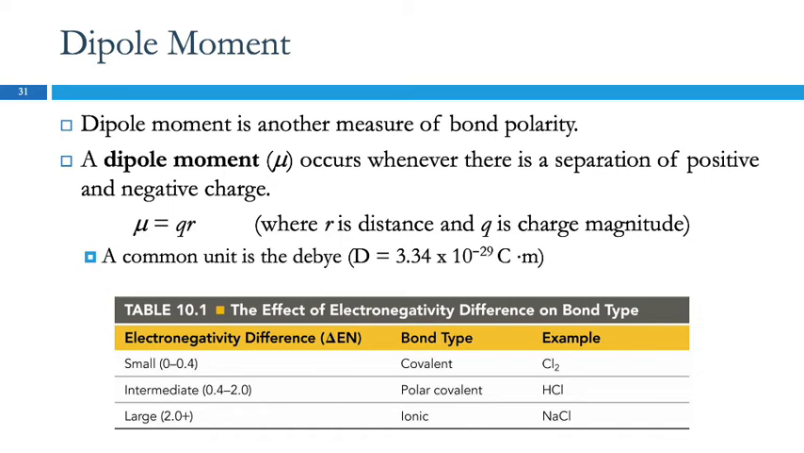They measure how polar a bond is using something called a dipole moment, and we're going to talk about it on this slide, and then we're never going to mention it again. The dipole moment occurs anytime you have a separation between opposite charges. So the dipole moment is equal to the charge magnitude times the distance between them, and the unit is the debye, which is this many coulomb meters.